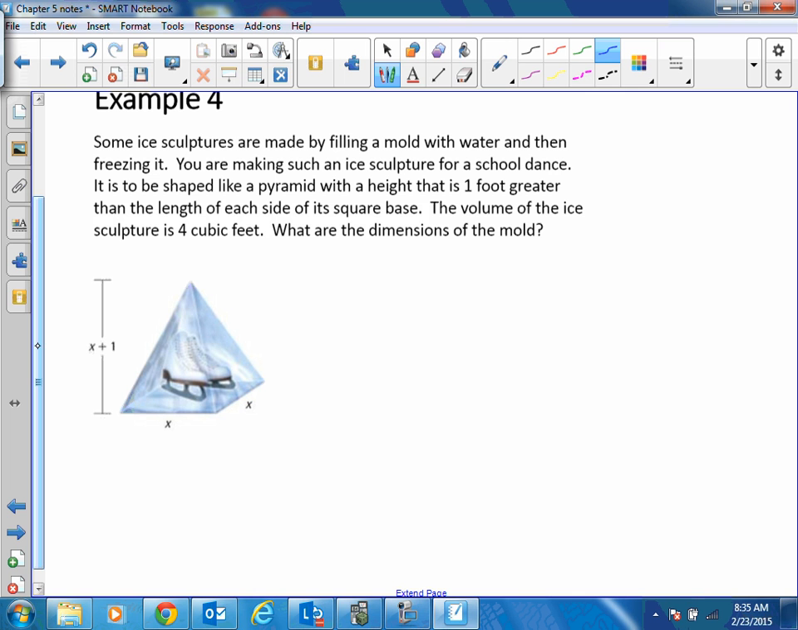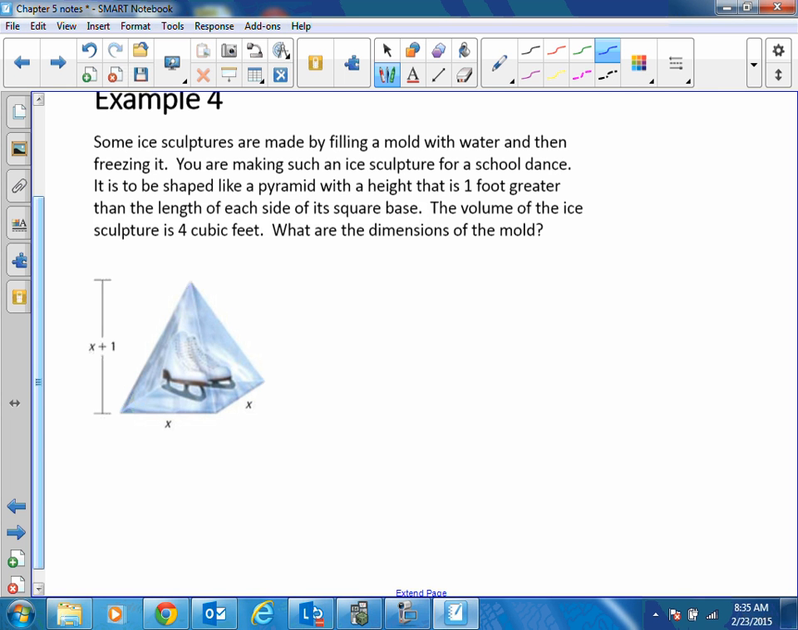Okay, so I have a pyramid. Some ice sculptures are made by filling them with water then freezing it. You are making such an ice sculpture for a school dance to be shaped like a pyramid with a height that is 1 foot greater than the length of each side of a square base. The volume of the ice sculpture is 4 cubic feet. What are the dimensions of the mold?